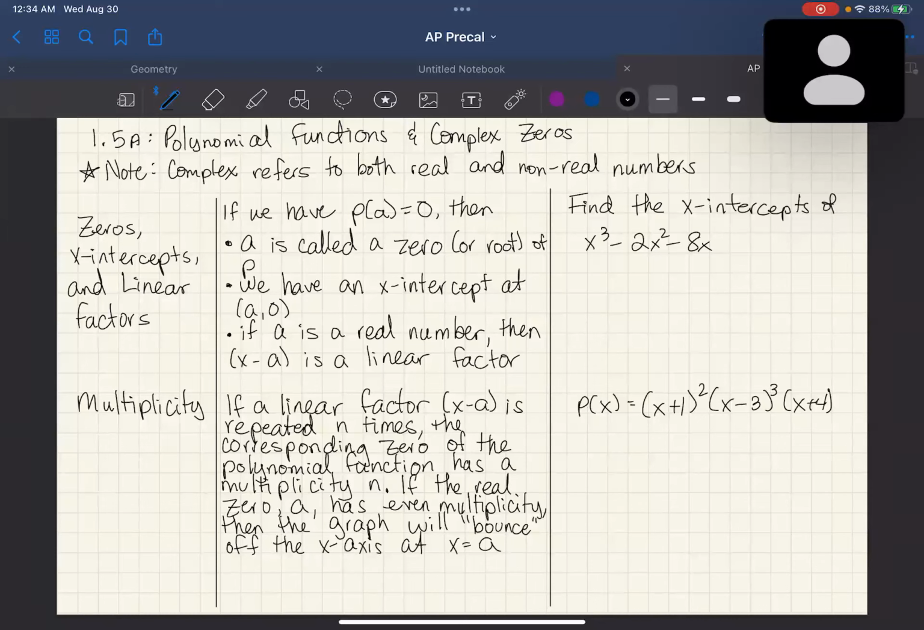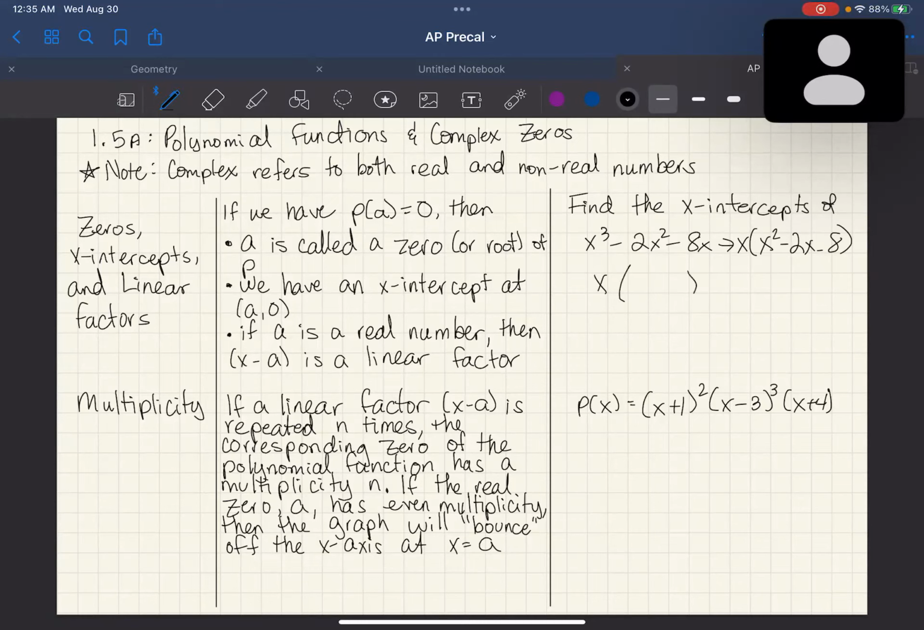To figure that out, I can either graph it in my graphing calculator, or I can do it the long way, which I'm going to do this time, which is just by factoring. The first thing I want to do: all three of these terms have an x in common. So I'm going to factor out that x, which leaves me with x squared minus 2x minus 8. And then from here, I can do a quick little shortcut. I can't forget about that x on the outside.